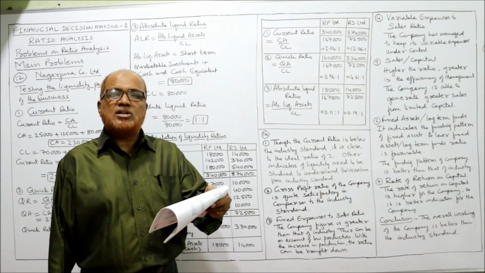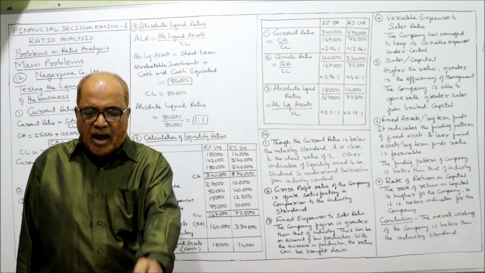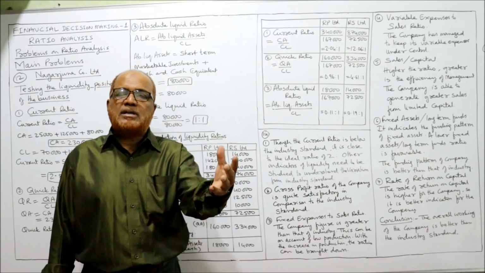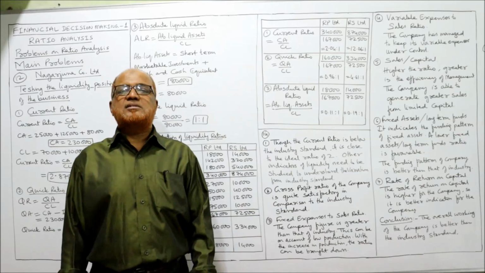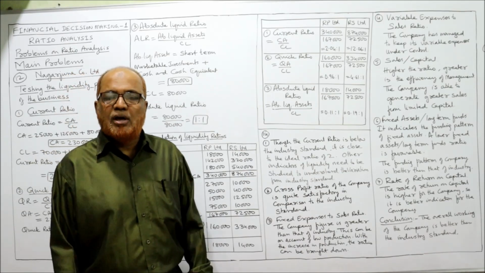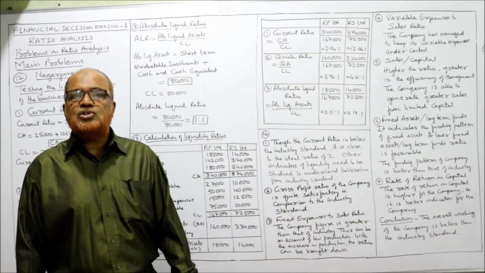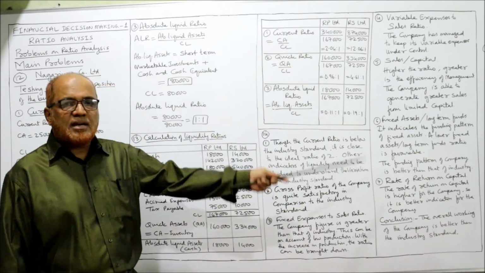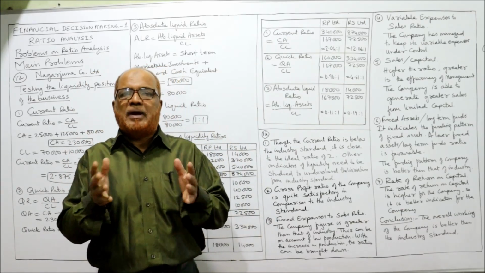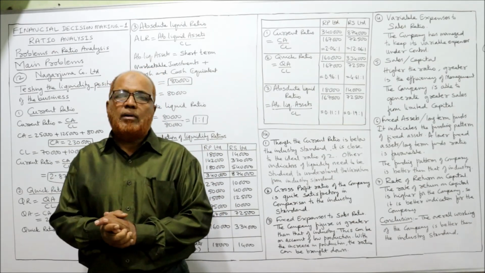Last one is rate of return on capital. That means return on capital. 15% for the industry and 20% for the company. The company's return on capital investment is higher. It indicates that the profitability of the company is good compared to the industry average. Final conclusion, the overall working of the company is better than the industry standard. By studying all these ratios, we come to the conclusion that the company's performance is much better than the industry standard. So this is the end of problem number 14.